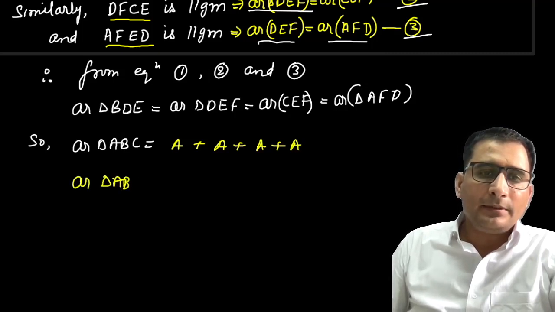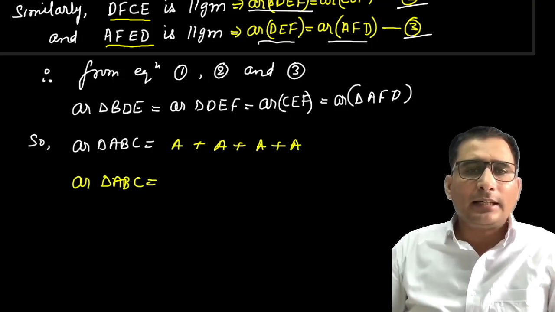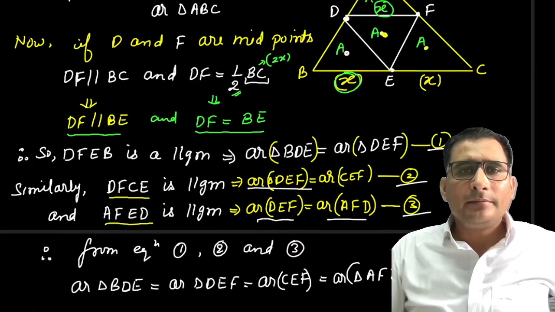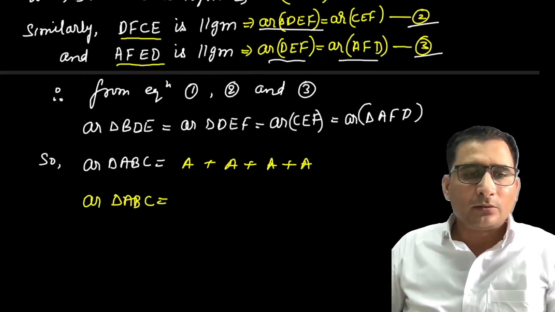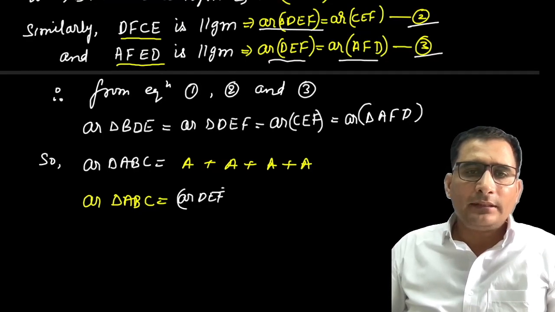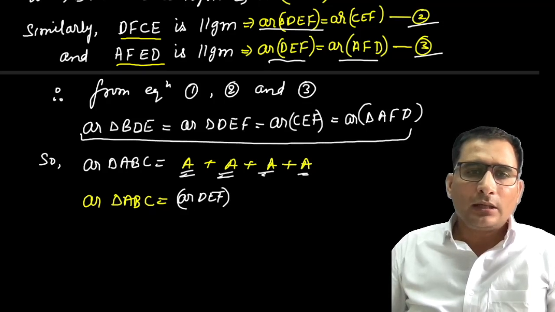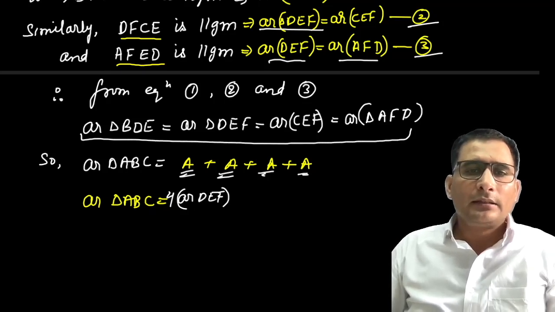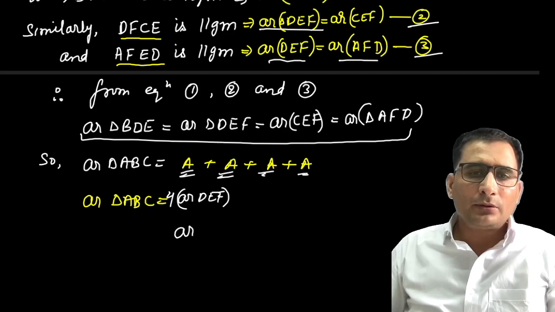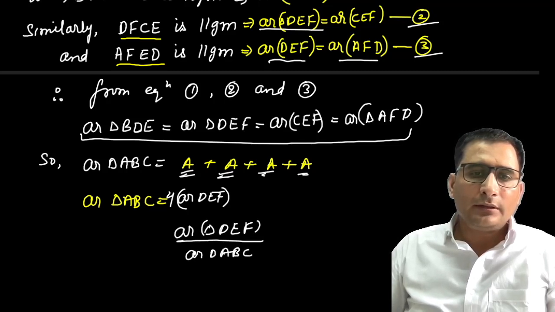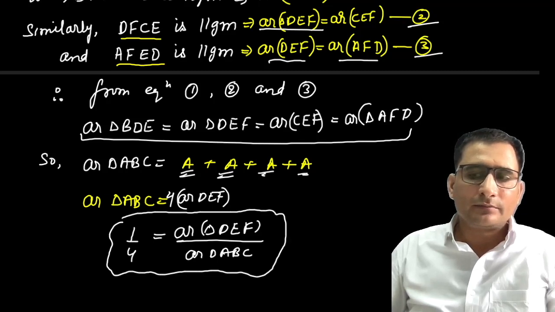सो एरिया ऑफ ट्रायंगल ABC, A प्लस A प्लस A प्लस A की जगह पे मैं यहाँ पे DEF भी लिख सकता हूं, तो एरिया ऑफ DEF, ये भी DEF, इसको भी DEF से रिप्लेस कर दिया क्योंकि चारों के एरिया इक्वल हैं, तो ये 4 एरिया ऑफ DEF हो जाएगा, राइट। नाउ अब आप इसको रीअरेंज कर दीजिए, एरिया ऑफ ट्रायंगल DEF अपॉन एरिया ऑफ ट्रायंगल ABC, so shift it on this side, so it becomes 1/4. So this is the answer of this question.